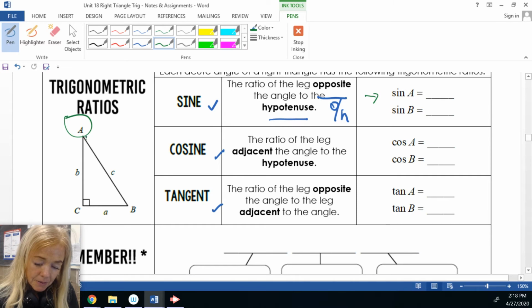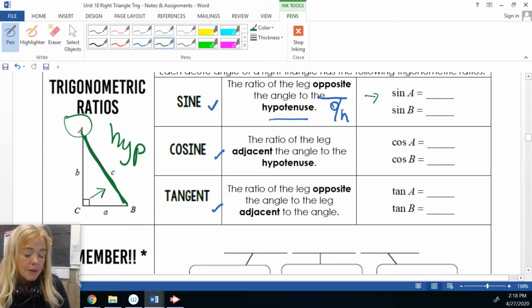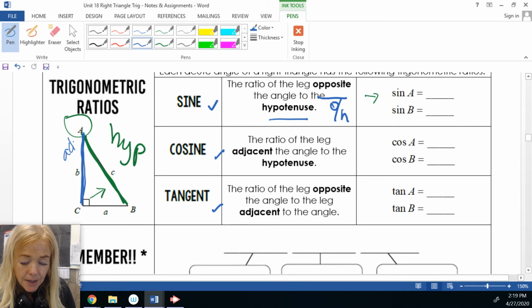Now, when you find the hypotenuse, this is the hypotenuse right here. It's always across from the 90-degree angle. That always is the hypotenuse no matter what. The other two sides are legs. And the legs of this triangle are either running into A, or adjacent to A, or if I go straight across from A, I have an opposite leg.